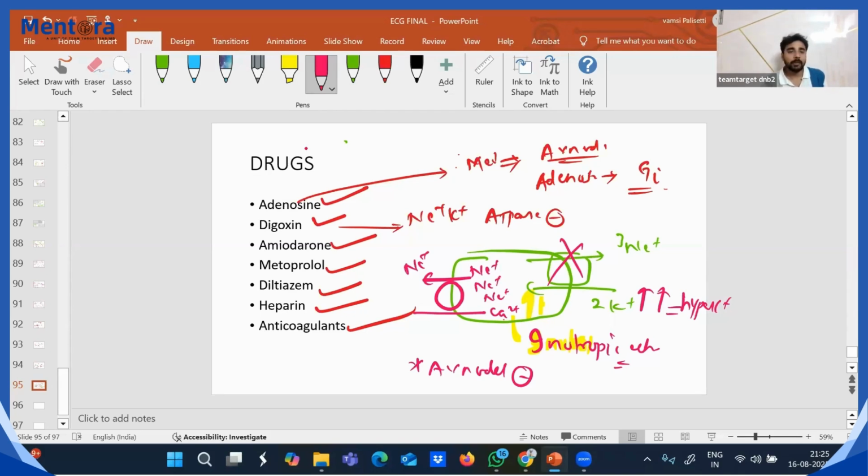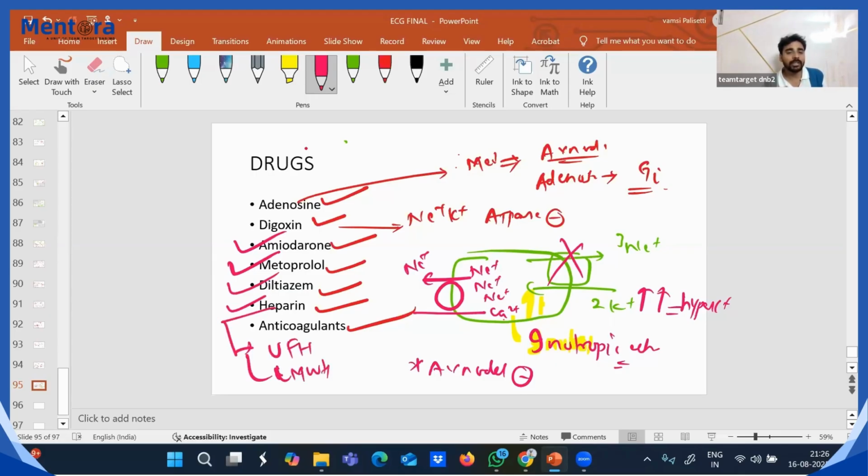And amiodarone, it's a potassium channel blocker. You have to study that the half-life is 53 days and what the side effects are. Side effects are very important: pulmonary fibrosis, liver failure, and alpha-1 block causing hypotension. All these things you have to study. Metoprolol, you just have to remember the dose. Diltiazem I discussed, 0.2 mg per kg. Heparin, you have to remember both unfractionated heparin and low molecular weight heparin.